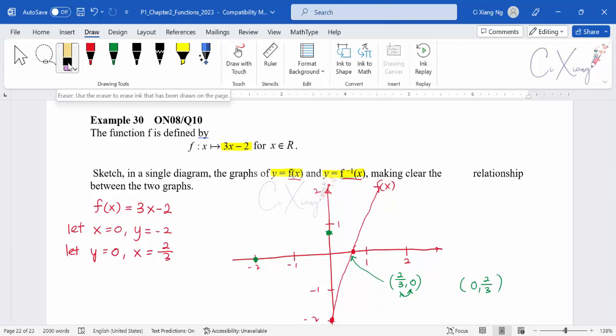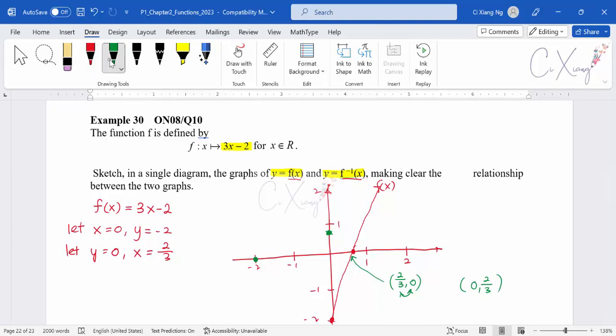If let's say you don't want to sketch it using the equation, all right, then by swapping the coordinate of x and y, you'll get the coordinate for the inverse function as well. Then you can try to sketch it out.